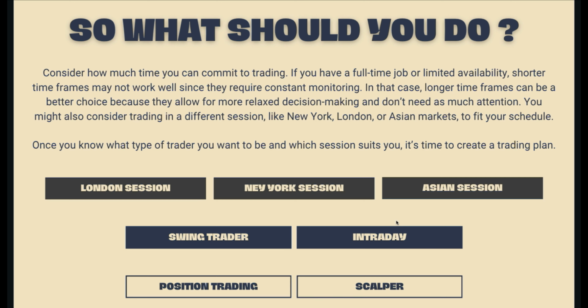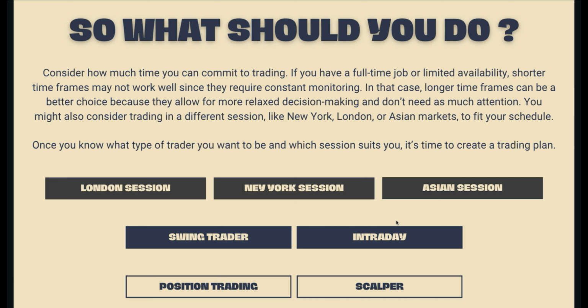The reason, guys, is that with higher time frames, each candlestick has more data, and the more data you have, the more reliable that candlestick can be. Each candle can be more reliable the more info it has. You might also consider trading in a different session, like New York, London, or Asian markets, to fit your schedule.